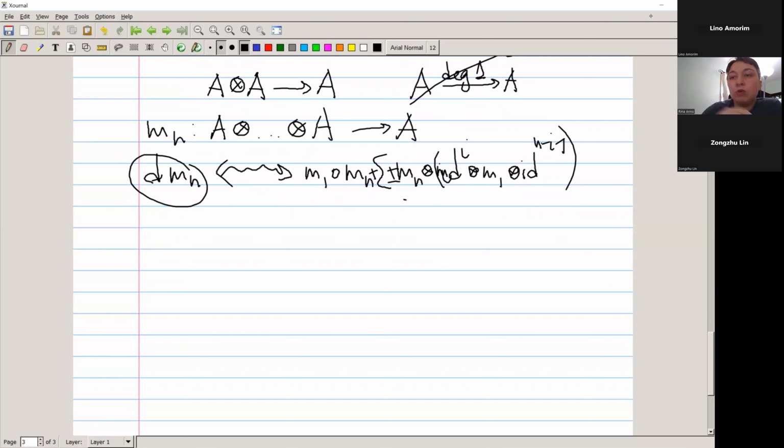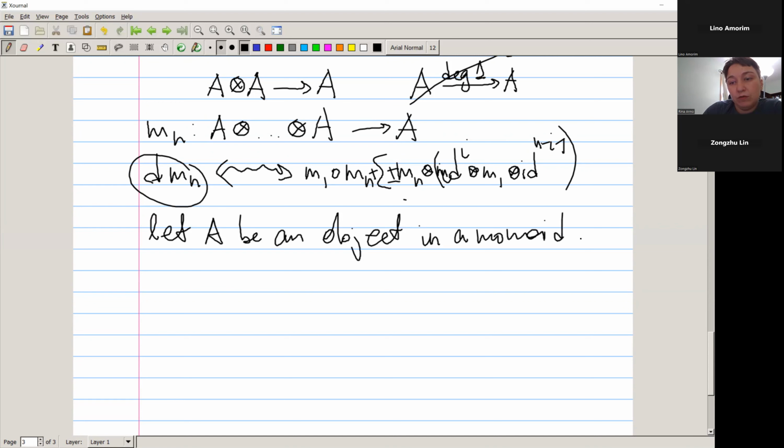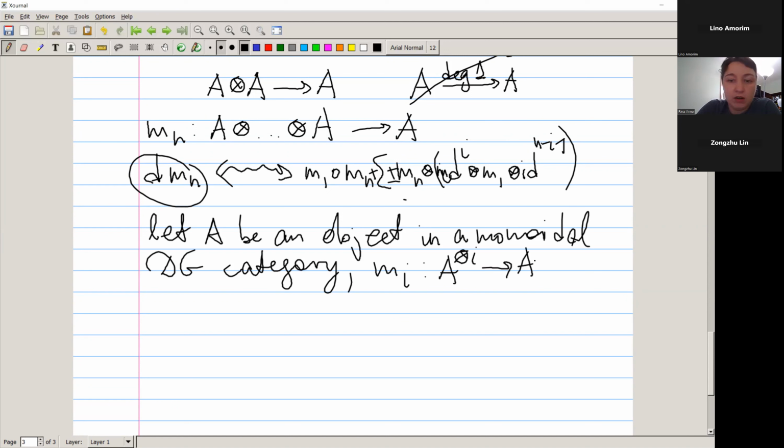So we usually define the structure of an A infinity algebra in a slightly different way, but it packs exactly the same equations. Let's define it via the bar construction. So let A be an object in a monoidal DG category, and let Mi be maps from A tensor i to A of degree 2 minus i.